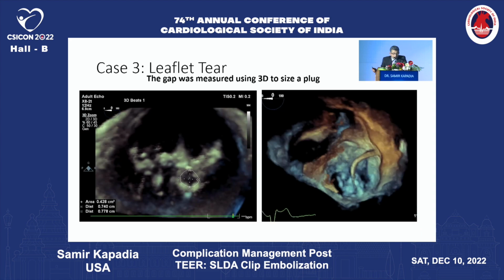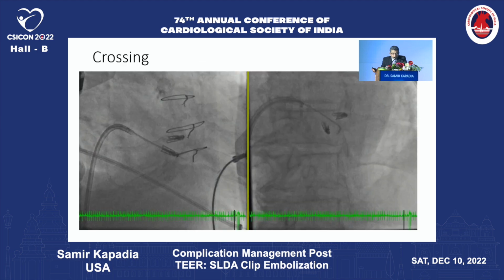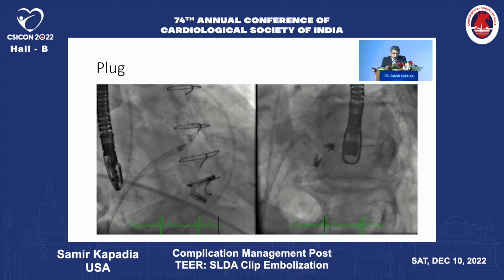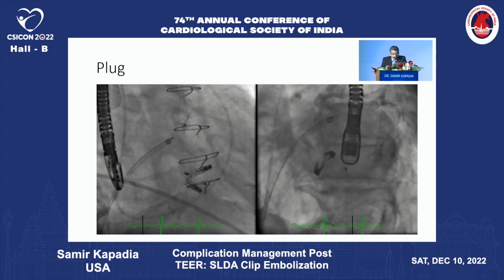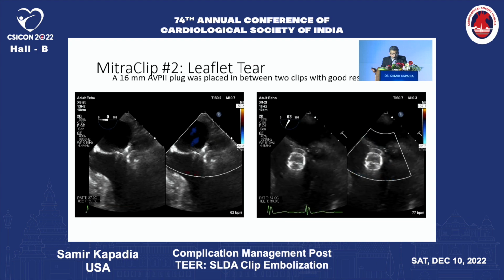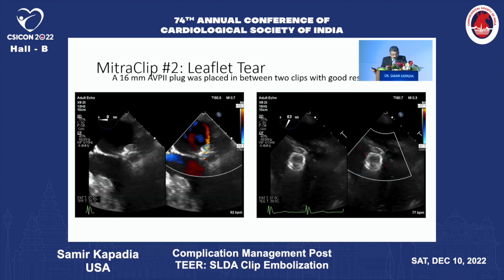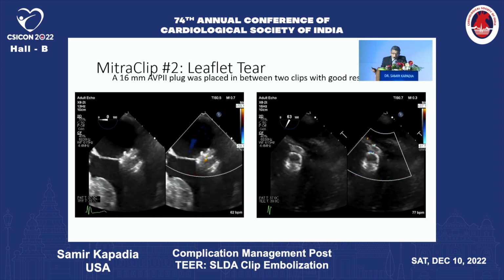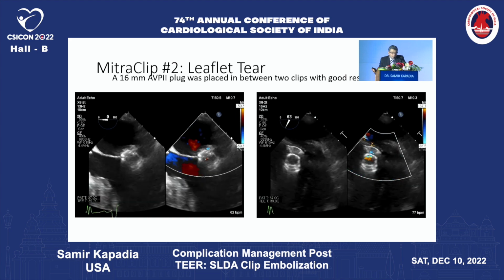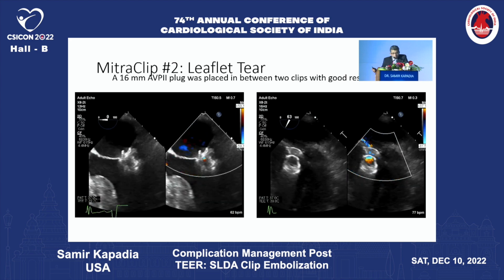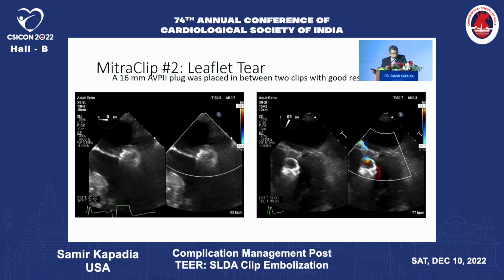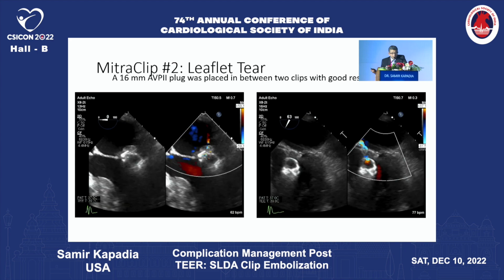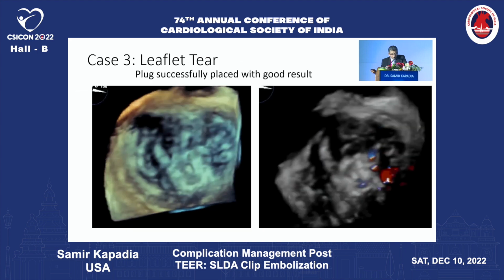So now with the hole right in between, you can cross the hole, and now you can put a plug in between the two clips. When we put the plug, as you can see here, the plug stayed and was stable. This is challenging because many times the plug wants to come out. This is a 14 millimeter AVP 2 plug. 16 millimeter. So a fairly large plug.